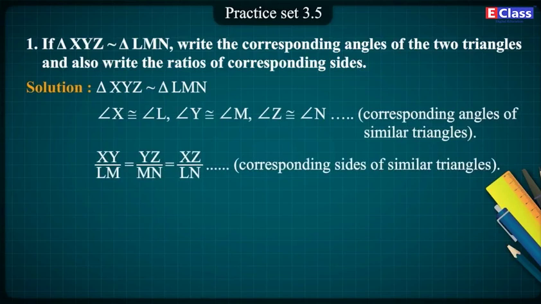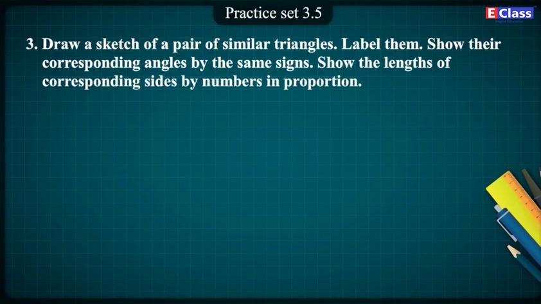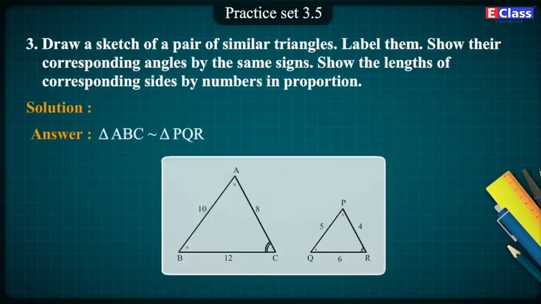Question number 3. Draw a sketch of a pair of similar triangles. Label them. Show their corresponding angles by the same signs. Show the lengths of corresponding sides by numbers in proportion. Solution. Answer. Triangle ABC is similar to triangle PQR.